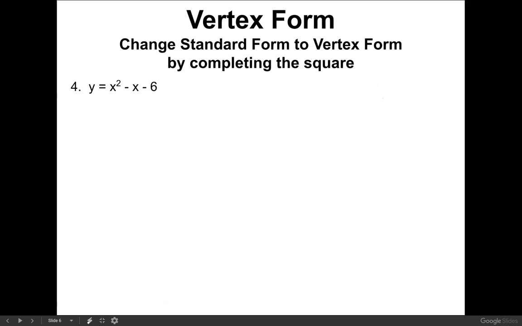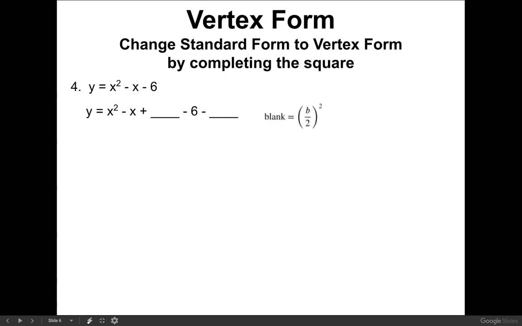Let's look now at example number 4. We have x squared minus x minus 6. Do your plus a blank, minus a blank. So we have x squared minus x plus blank. Scoot that minus 6 over, and we have our minus blank.